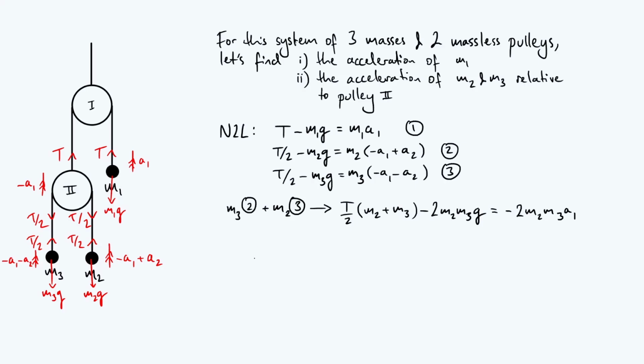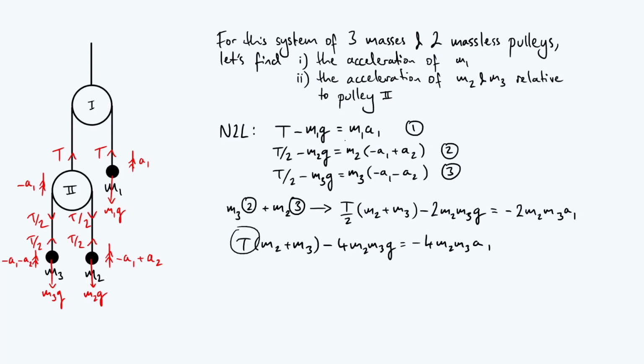So we just want to multiply the whole equation by 2 to get rid of that fraction. It's going to give us T times m2 plus m3, and it's just going to turn the 2s into 4s. So minus 4 m2 m3 g is equal to minus 4 m2 m3 a1. Now we want to eliminate the tension, so we can just rearrange equation 1 to make T the subject and then sub that resulting expression into the T in the equation that we just created.